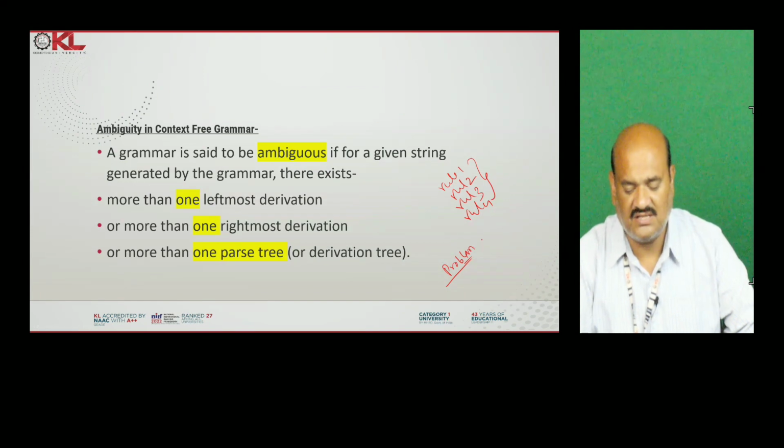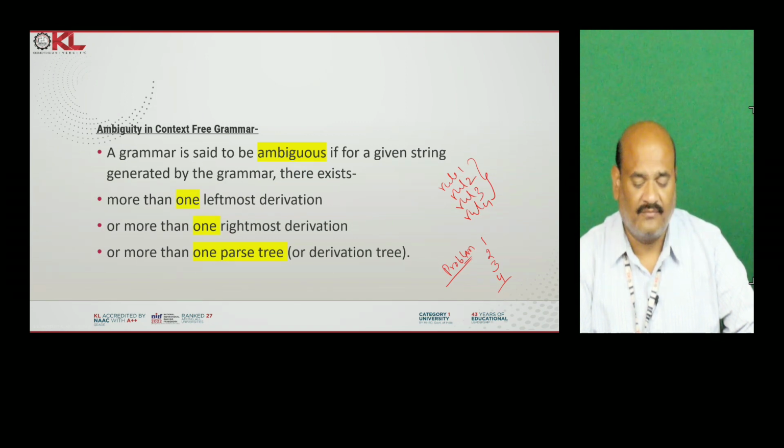Like this: first I applied rule 1, then I applied rule 2, then rule 3, then rule 4, so that I just succeed. I just got that language. Finally I was able to generate that language.